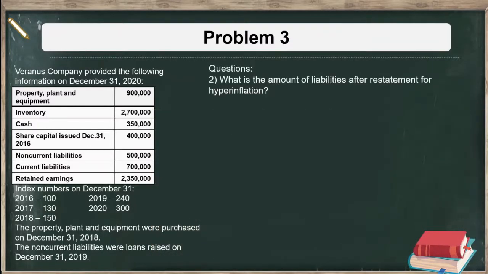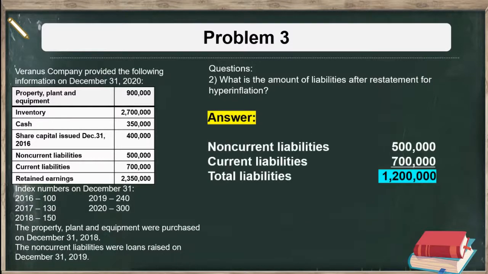Second question, what is the amount of liabilities after restatement for hyperinflation? The answer would be 1,200,000. Since it did not identify specifically which items are monetary and non-monetary, we can safely assume that these items are monetary items. That's why we will use the same amounts, 500 plus 700, for a total of 1,200,000.